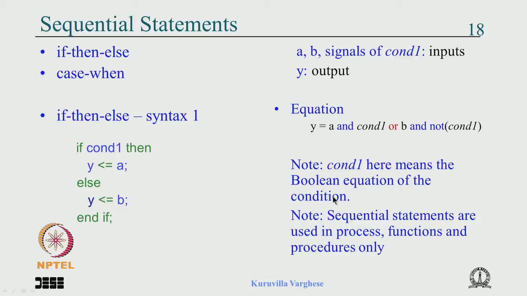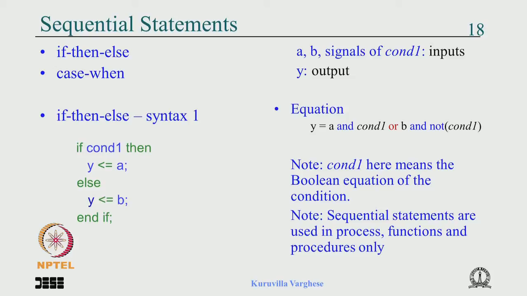But mind you, the sequential statement can be used only in sequential bodies like process, functions and procedures. You cannot write if or case directly in the architecture statement region of the VHDL code. That is not possible. So you should always use sequential statements in process, functions and procedures.